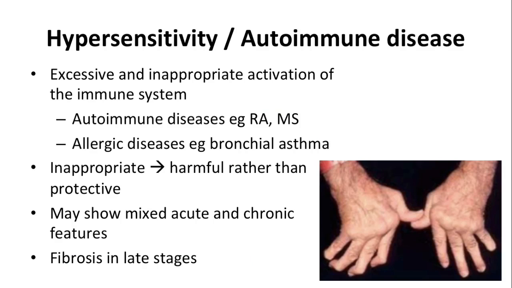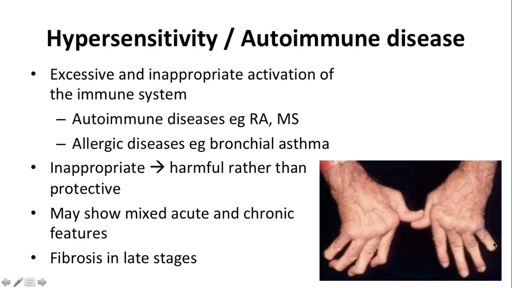In terms of hypersensitivity or autoimmune disease, again, this is also an important cause of chronic inflammation, and they result from excessive and inappropriate activation of the immune system. Examples of autoimmune diseases are rheumatoid arthritis and multiple sclerosis. And allergic disease, an example of that is bronchial asthma. So these inflammatory responses are inappropriate and they're harmful rather than protective. And because they are so prolonged and the injury is persistent and continuous, they can show mixed acute and chronic features, and they tend to have fibrosis in the late stages.